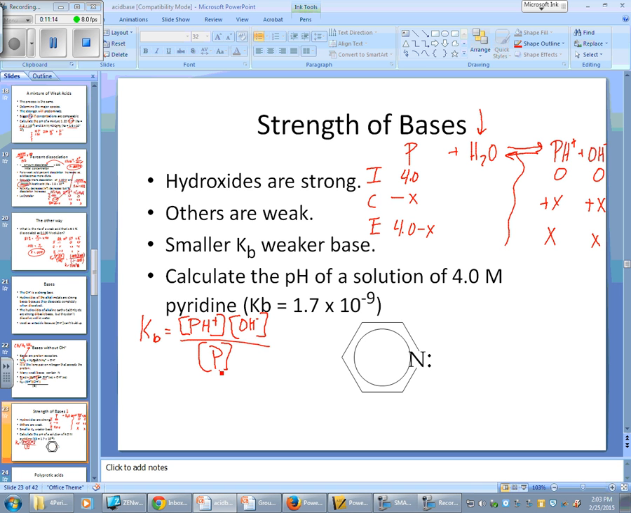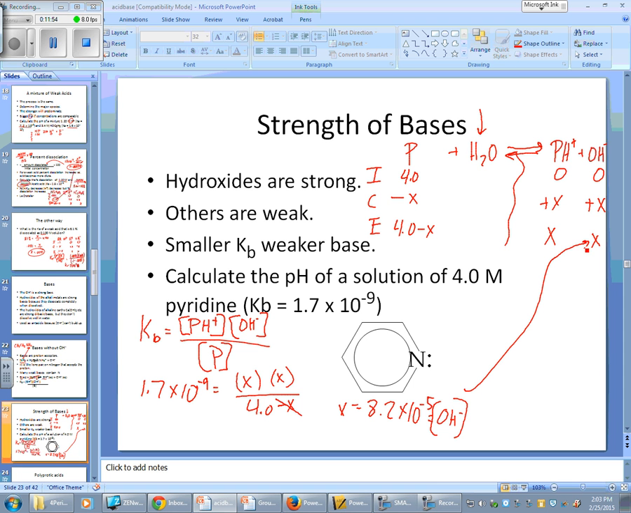And so now I'm just going to plug these in so I can solve for x. 1.7 times 10 to the negative 9 equals x times x over 4 minus x. But again, since K is really, really small, we're going to be able to simplify that. X is going to be small in comparison to the 4. So we'll simplify, and with that, I end up with x being 8.2 times 10 to the negative 5. That is my hydroxide ion concentration.